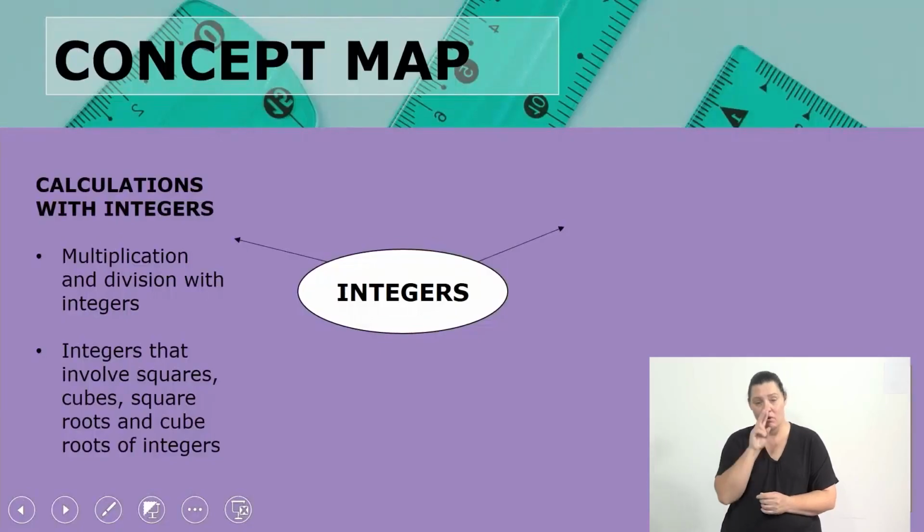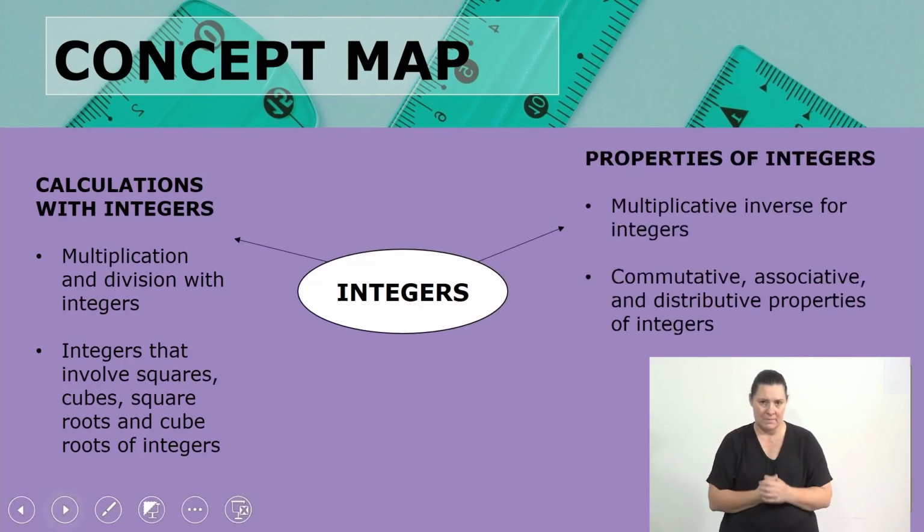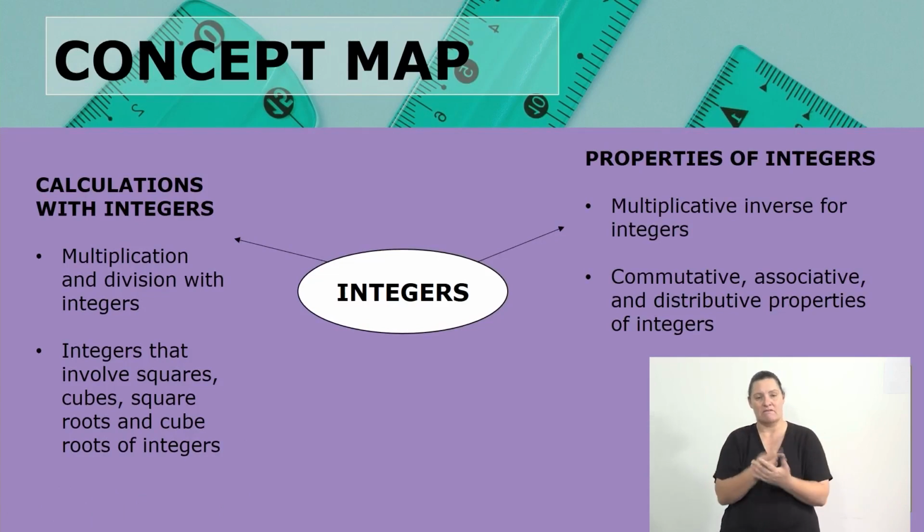So, if we look at the things that we looked at during this lesson, we did have a look at calculations with integers. Remember, we looked at multiplication and division with integers. We also looked at integers that involve squares, cubes, cube roots, and square roots of integers. We also did look at properties of integers, where we looked at the multiplicative inverse for integers, or the reciprocal. We also looked at the commutative, associative, and distributive properties of integers.